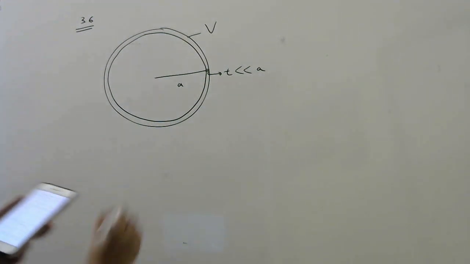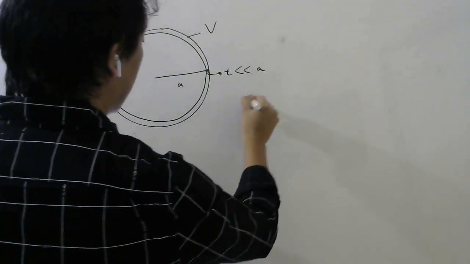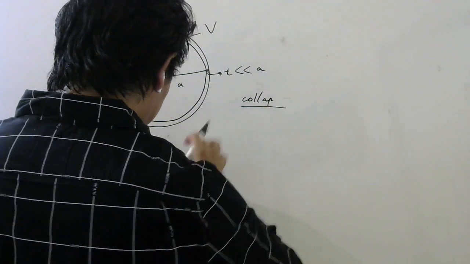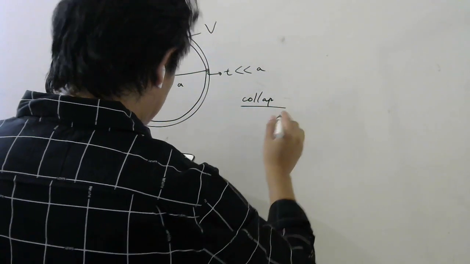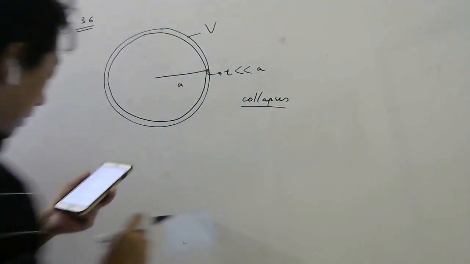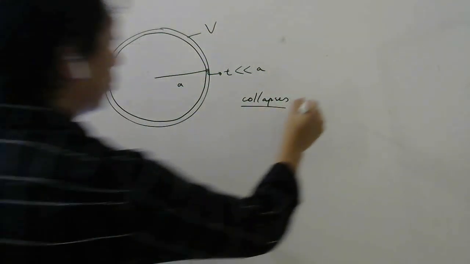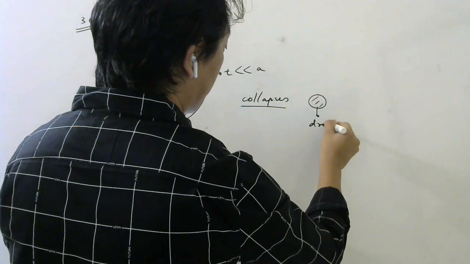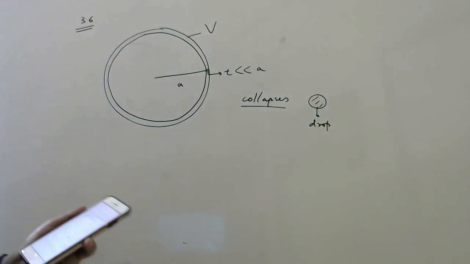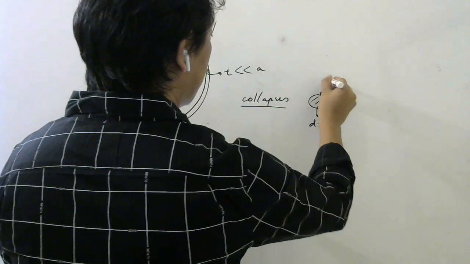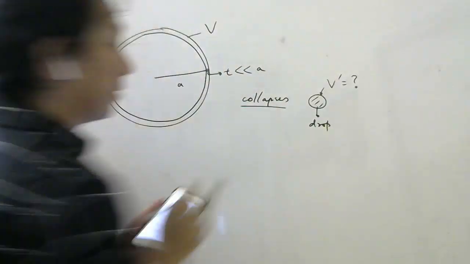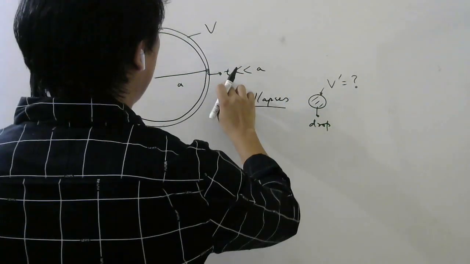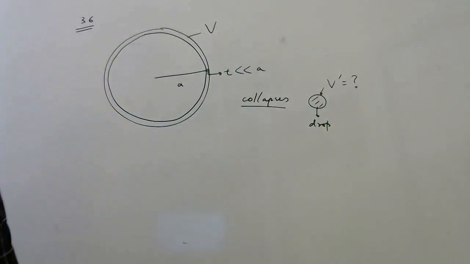Now what they do, they collapse the bubble. Collapse means the bubble breaks. So the bubble collapses, and it collapses into a droplet now. So this is a drop. They are asking what is the potential of this droplet in terms of the given variables: A, T and V.